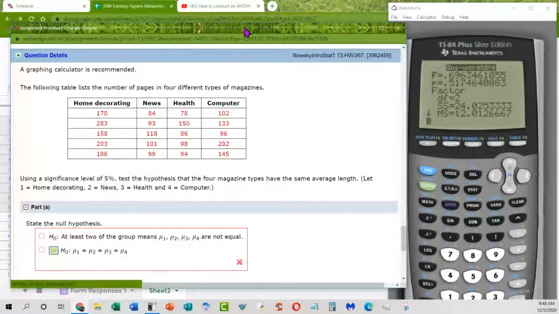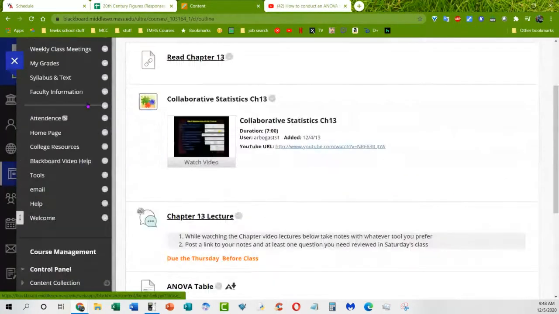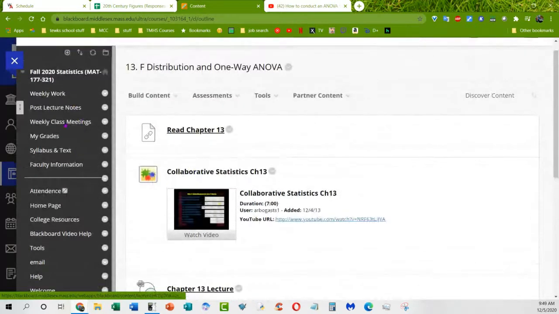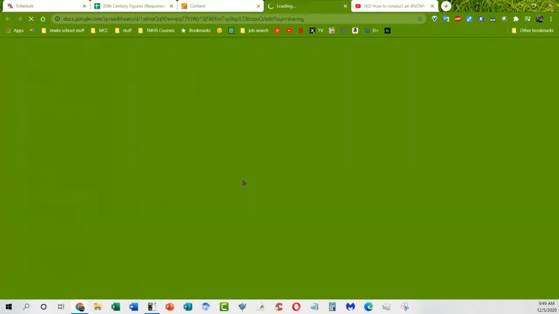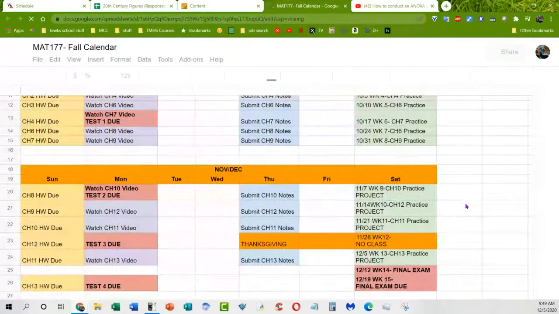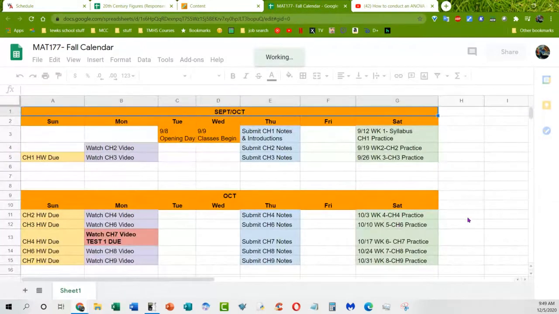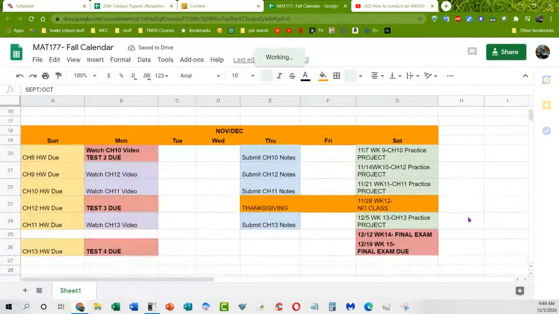Like I said, I just want to bring up the calendar. So we are here on December 5th. Next week is the 12th, and then the week after that is the 19th. Everything has to be in by the 19th. Okay, I'm going to stop moving around now.